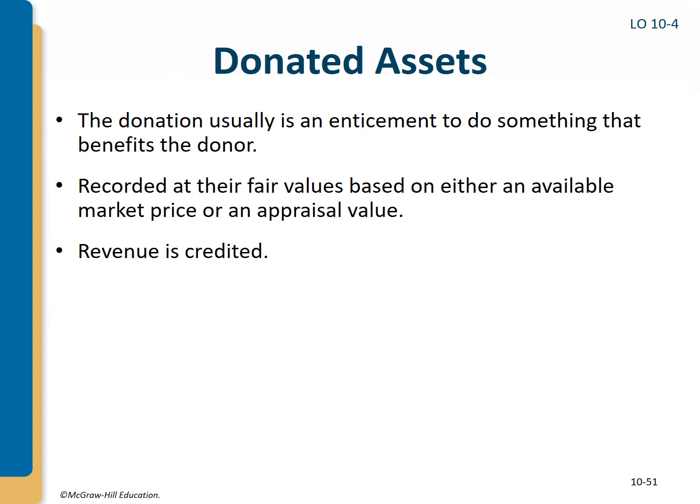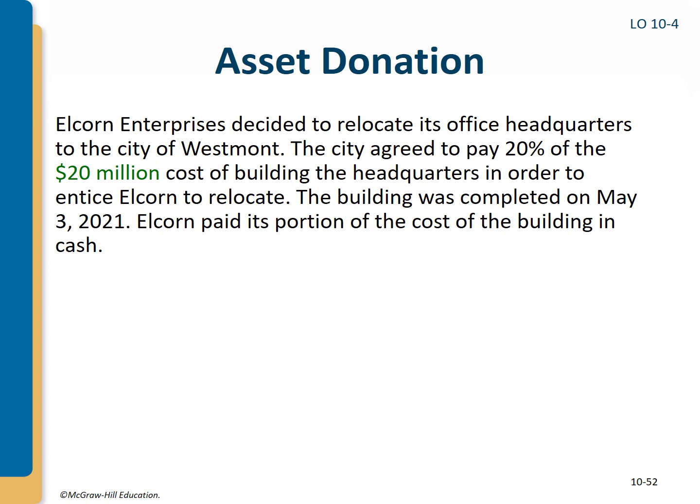Donated assets. Donation usually is an enticement to do something that benefits the donor. These are recorded at their fair values based on either an available market price or an appraisal value. Revenue is credited. Elkhorn decided to relocate its office headquarters to the city of Westmont. The city agreed to pay 20% of the $20 million cost of the building, the cost of building the headquarters in order to entice Elkhorn to relocate. It was completed on May 3rd.